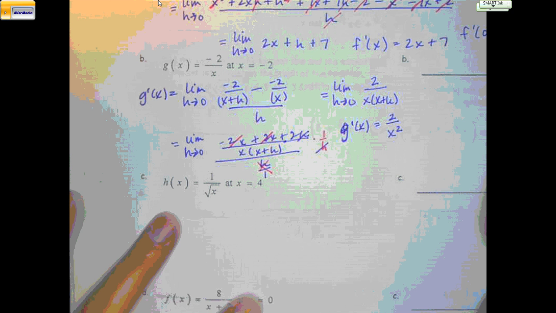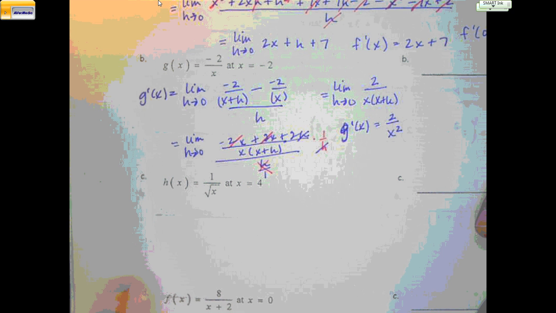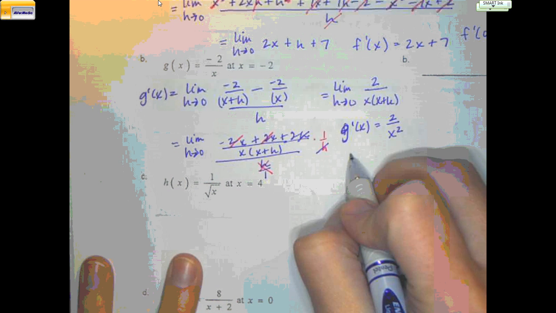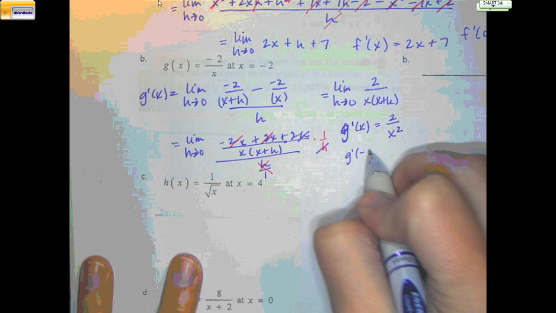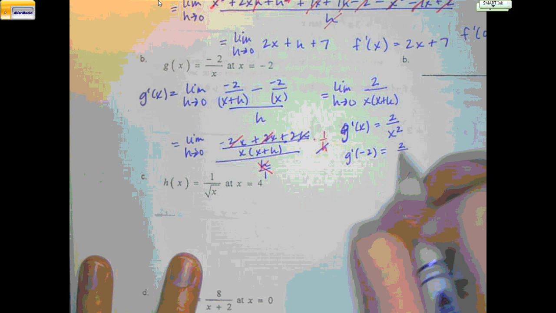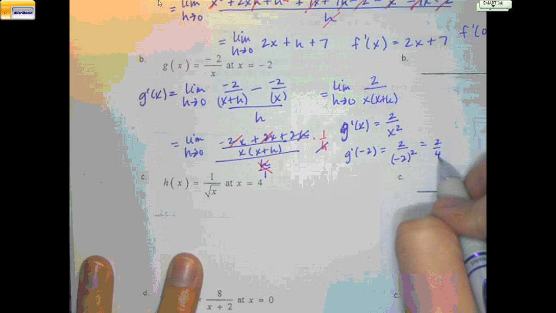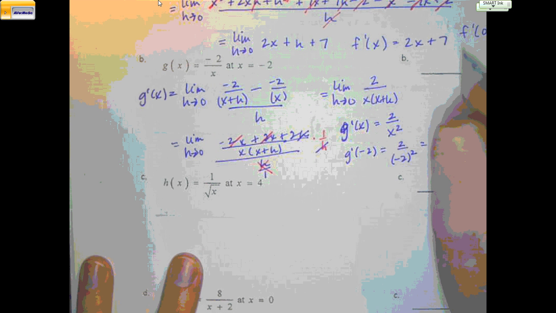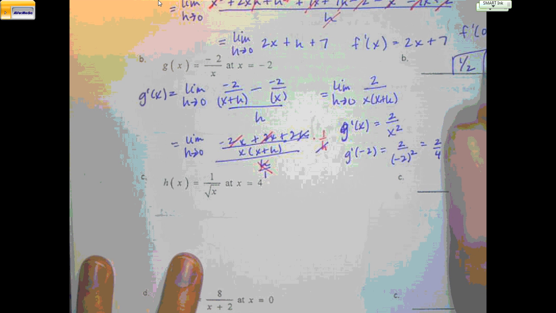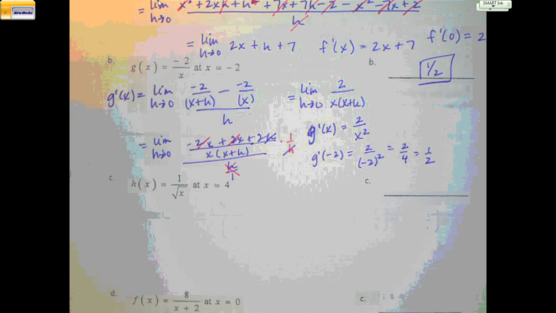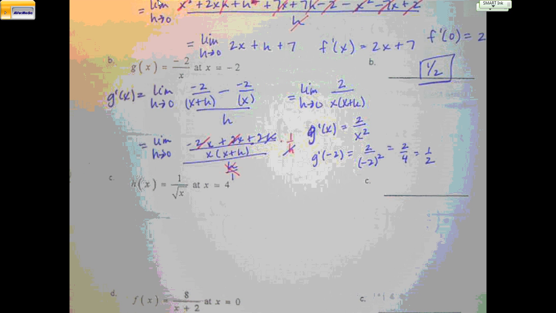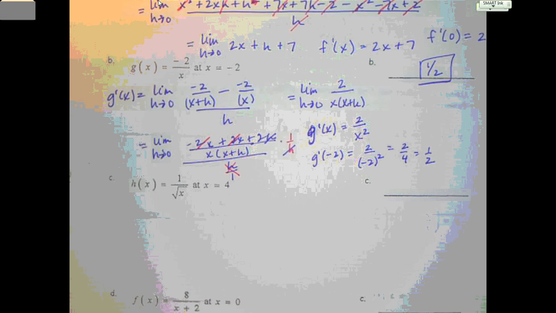They want to know what the slope is if x is -2. So we plug in -2 everywhere we see an x. We get 2 over 4, which is a half. Everybody okay on that one? Okay, the next one gets a little longer.